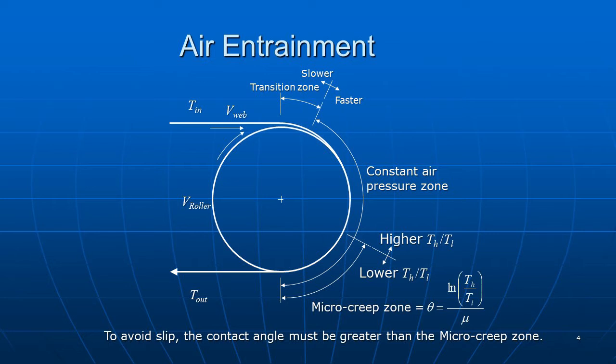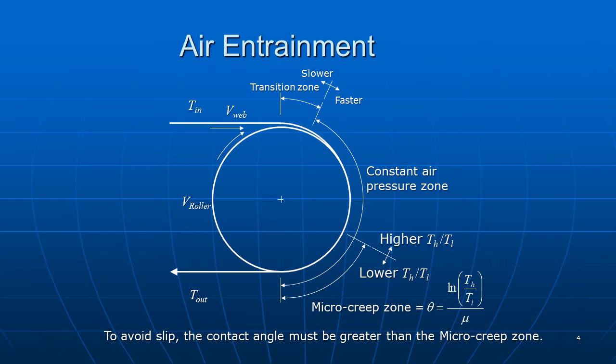After that, there is what's considered the constant air pressure zone, where the web is applying pressure against the air underneath it, either causing it to flow through pores in the web or leak out the sides. And in the previous presentation, we talked about the constant air pressure that the web exerts against the surface of the roller. That's what's happening here.